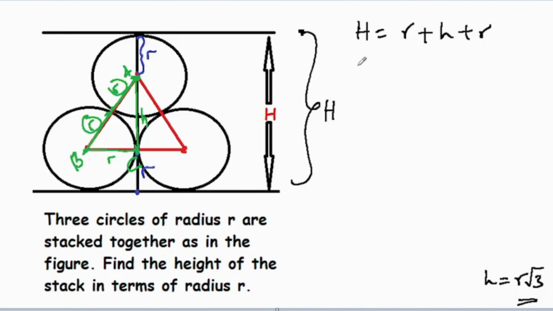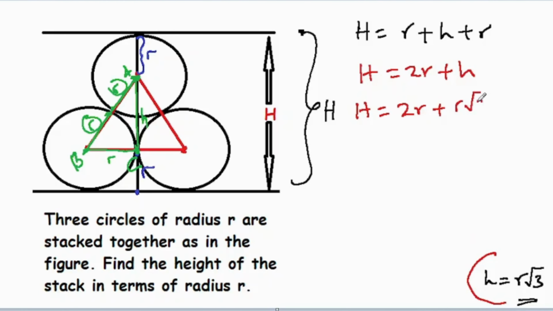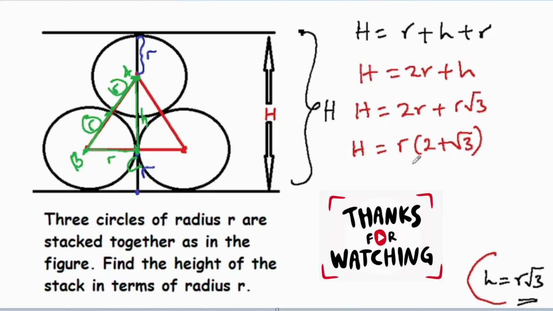We're close to the final answer here, so we have H equals r plus r, that is 2r, plus small letter h. So capital letter H is equal to 2r plus, what's our small letter h? We've calculated for it. That's r square root of 3. Okay, so capital letter H, we're going to factorize 2r plus r square root of 3. r is a factor of 2r plus r square root of 3. We put it outside. Then we have 2 on the inside of the bracket and square root of 3. So here's our final answer for the height of the stack in terms of r.